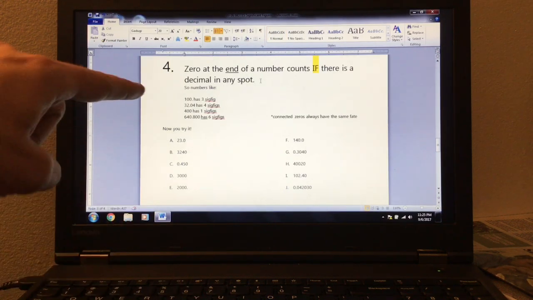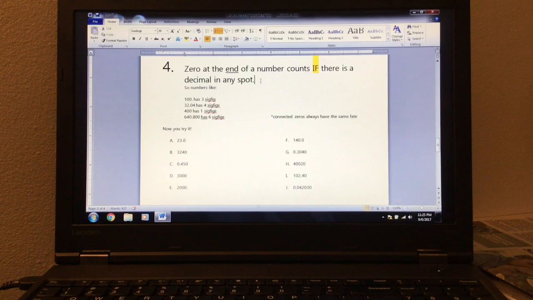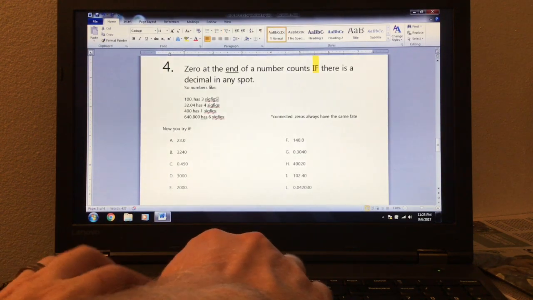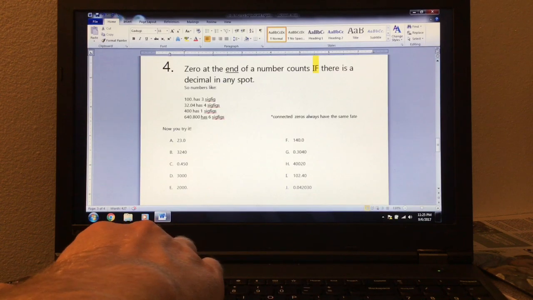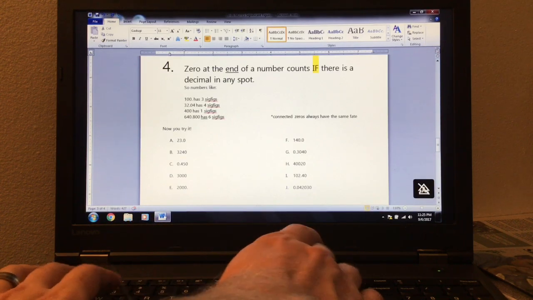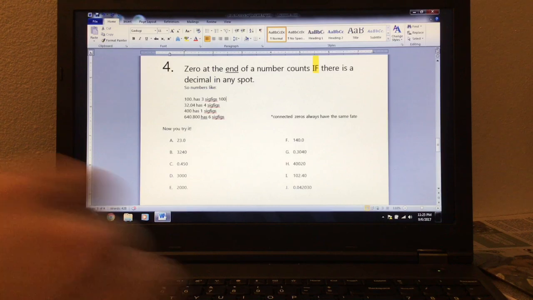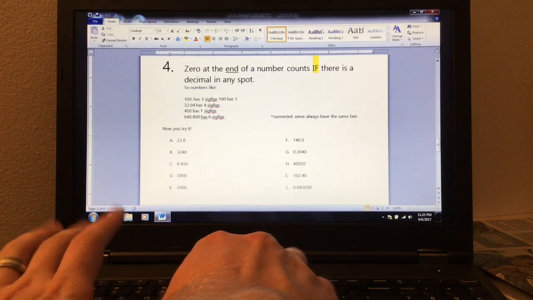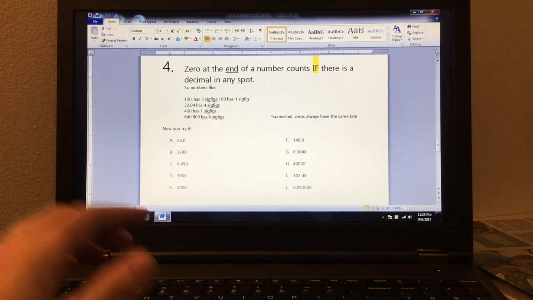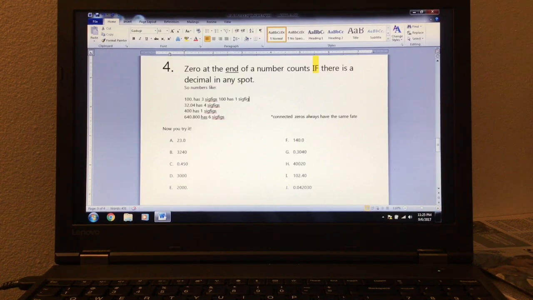So, 100. The number 100 has zeros at the end. This 100 has a dot next to it. That means it has 3 sig figs. If it was just 100 without the dot, we would have 1 sig fig. So go ahead and add that next to it. That dot makes a difference, whether it has 3 significant figures or 1 significant figure.